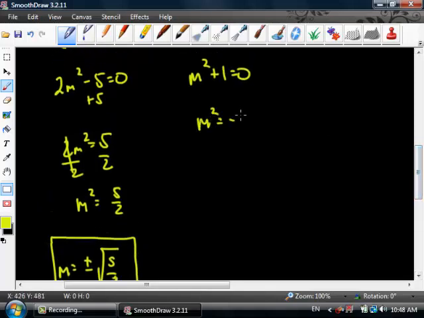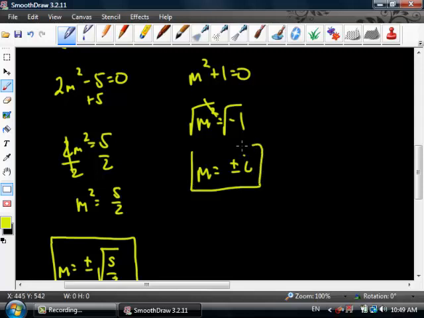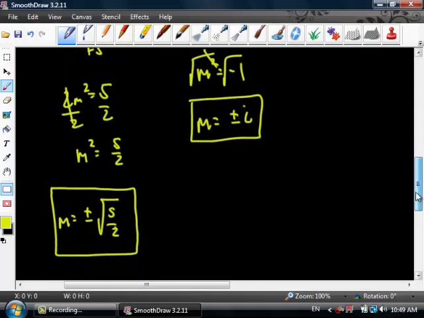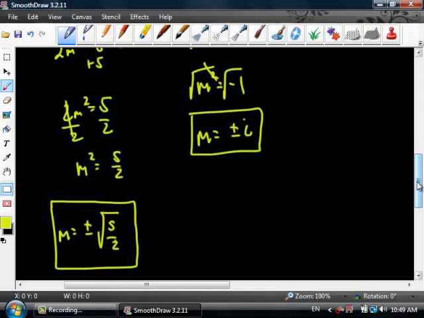m squared equals negative 1. Come on. Just joking, right? m equals what? Plus or minus i. Max, for the quiz, you want to rationalize it? I haven't decided yet. I might.